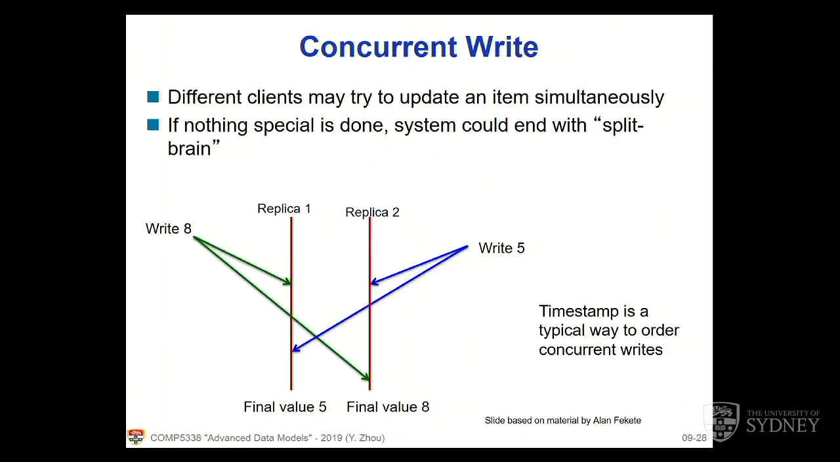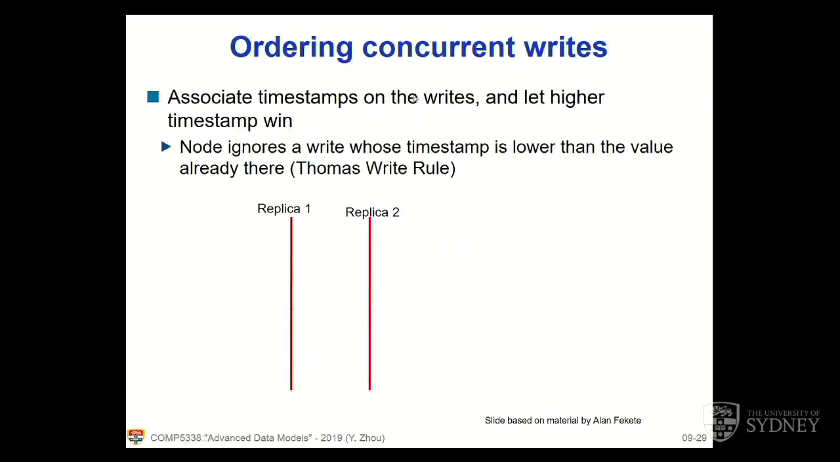Here we assume we have a global clock, where all the clients synchronize the global clock. So we associate the timestamp on the write, and the higher timestamp wins, since that is more recent. So if this has a timestamp 1 and this has a timestamp 2, right?